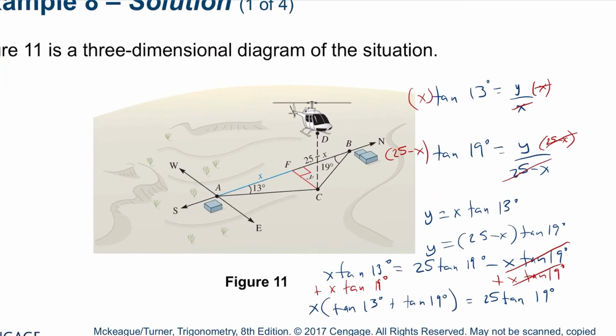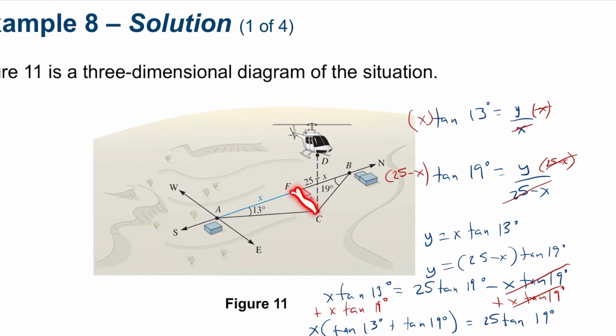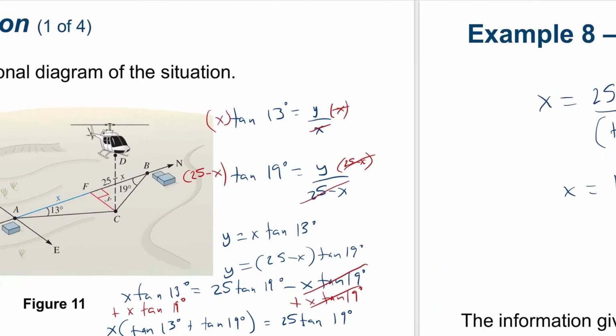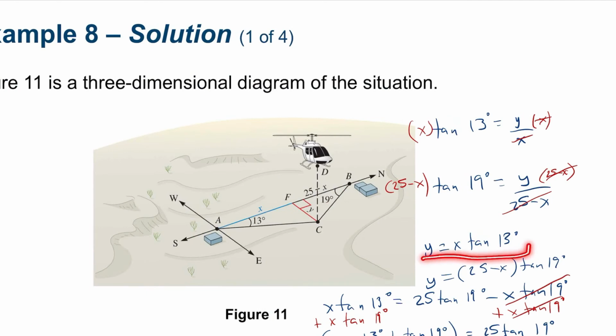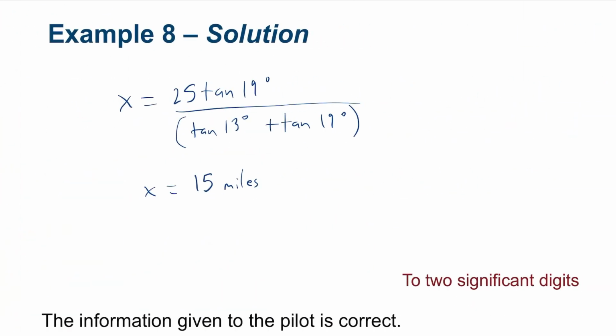And remember, what we're really looking for is y, not x. This is the length that we really are concerned about. And so to find that, we can plug it into this equation. We plug in what we got, which was 15 for x, into this equation, and that'll allow us to figure out what y is. So y is equal to 15 times tangent of 13. Let's see what we get here. 15 tangent of 13 is 3.5, if you round to two significant digits, which is exactly what they want us to do, and that is miles, which means that the information given to the pilot is correct.